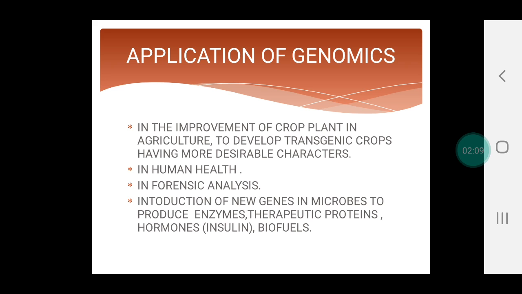Applications of genomics. Genomics is applied in the improvement of crops, like transgenic crops in agriculture. Transgenic crops are hybrid crops which have more desirable characteristics. They are also applicable in human health and diseases, in forensic analysis, and in the introduction of new genes in microbes to produce enzymes, therapeutic proteins, hormones like insulin, and biofuels.